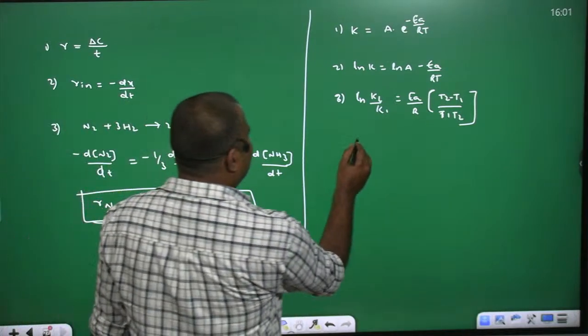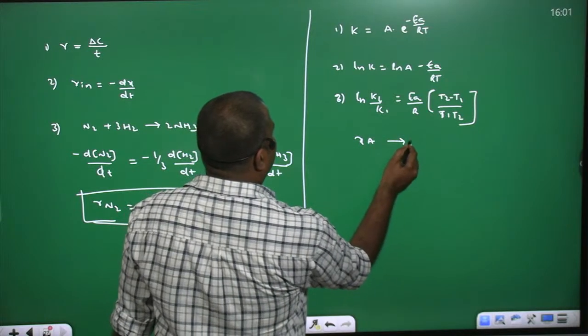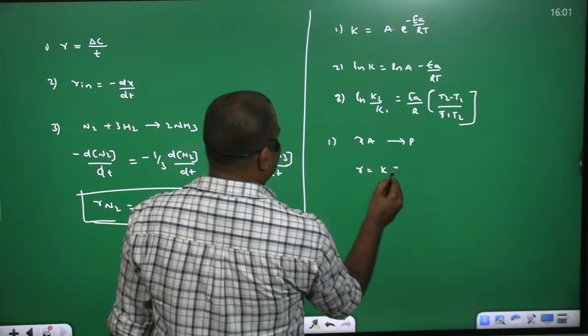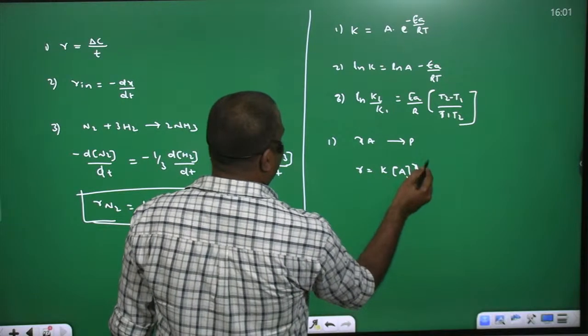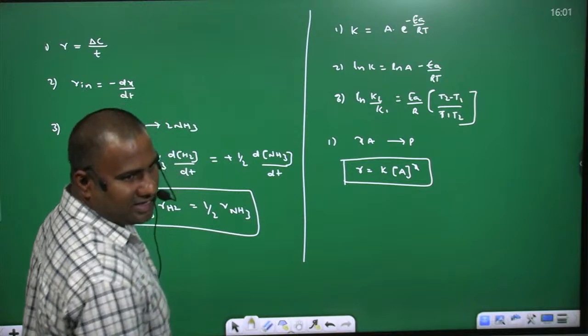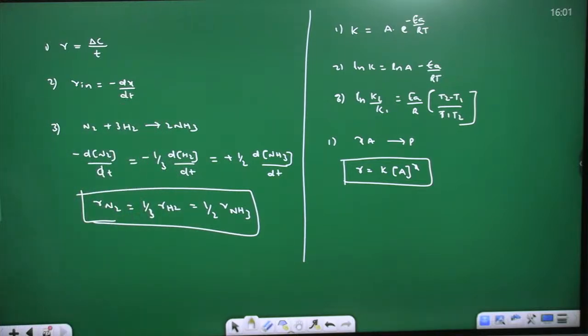The expression, for example, X moles of A converts into products. How do we write? R equal to K into concentration of A power X, you can write. K is rate constant, R equal to rate of reaction, A is concentration of reactant, power X.